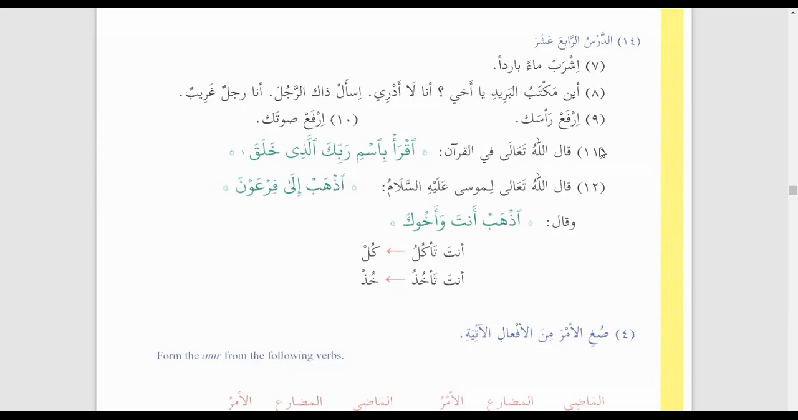Irfa ra'saka, raise your head, and irfa sawtaka, raise your voice. Rafa'a, yarfa'u. The ismul fa'il will be rafi'un, and the ismul maf'ul will be marfu'un. So that's why we say marfu'. Marfu' is the one that is lifted, the one that is in the position of doer.